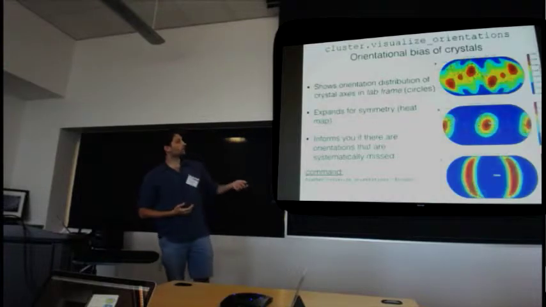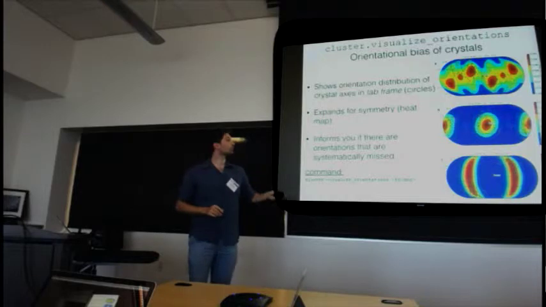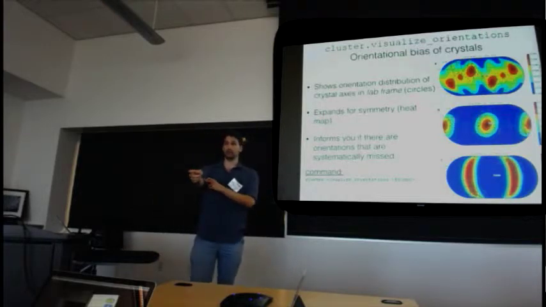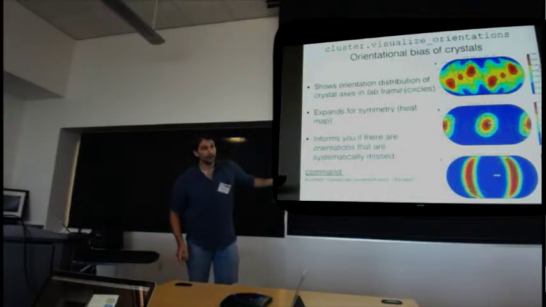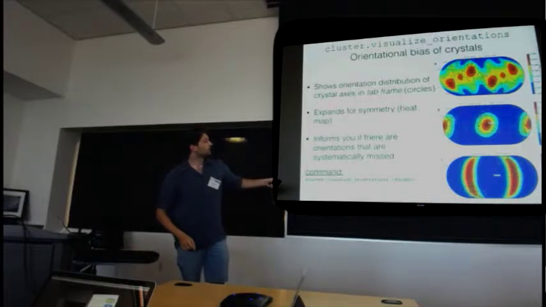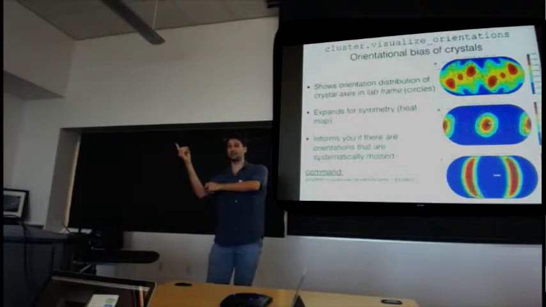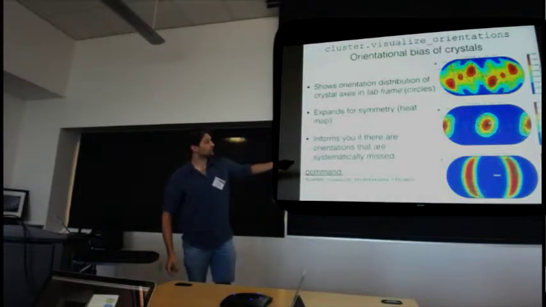So the way I've developed this is such that it's in the lab frame. If you imagine a globe which you've unrolled, and you've got the beam going down the middle here, what you do is you plot each of the real space A, B, and C axes as a dot. So for example, a dot here would be like, the A axis is pointing this way relative to the beam in the lab frame. And then you expand it for symmetry. Because by symmetry, if my A axis is pointing here, for example, I may not need to sample over here. And that's what the heat map underneath shows you.